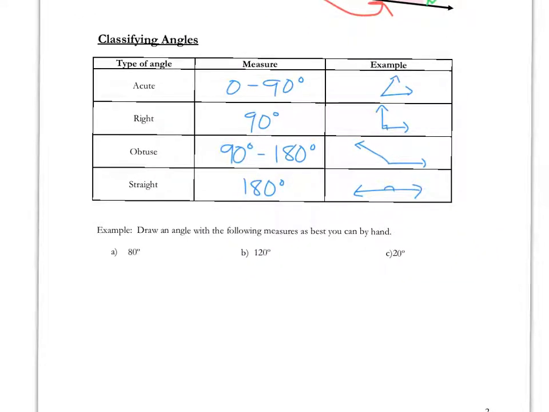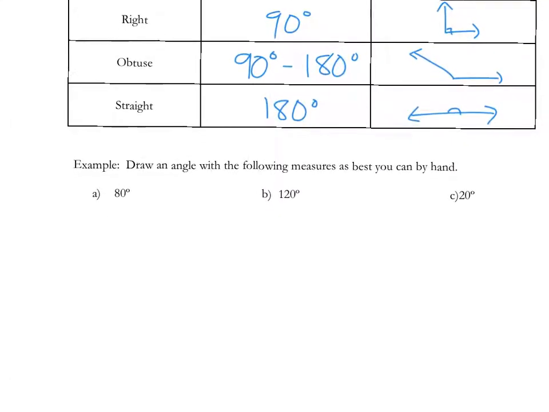So draw the angle with the following measures as best as you can by hand. So 80 degrees, what I do is I look at 90 degrees. And I know this is about 90, so I know 80 is just a little bit smaller than that. 120, I think about 90, I think about 180.